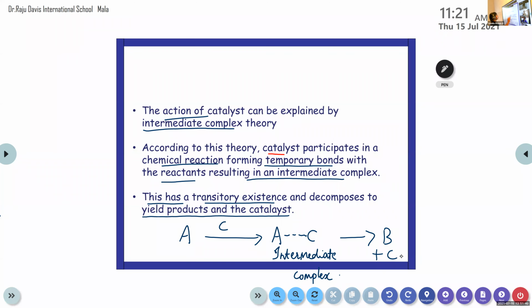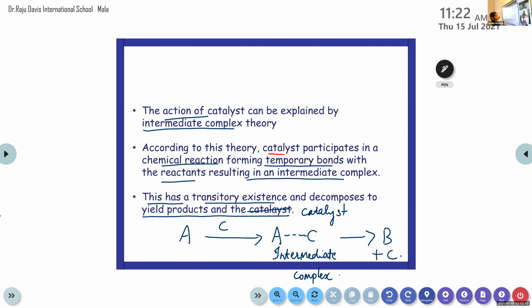Gauri, can you please read? The action of catalyst can be explained by intermediate complex theory. According to this theory, catalyst participates in a chemical reaction, forming temporary bonds with the reactants, resulting in an intermediate complex. This has a transitory existence and decomposes to yield products and the catalyst. Yes. Here, a small correction in the spelling of catalyst.